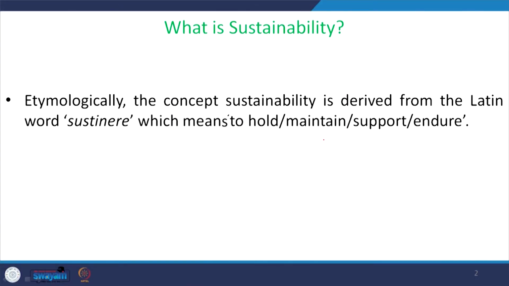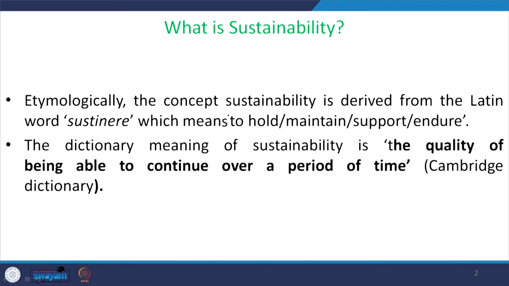So, in this context we need to understand what sustainability is, and in this module we will be discussing environmental sustainability and some of the indices that are helpful in capturing it. So, what exactly is the meaning of sustainability? Sustainability is a word which may mean to hold, to maintain or to support.